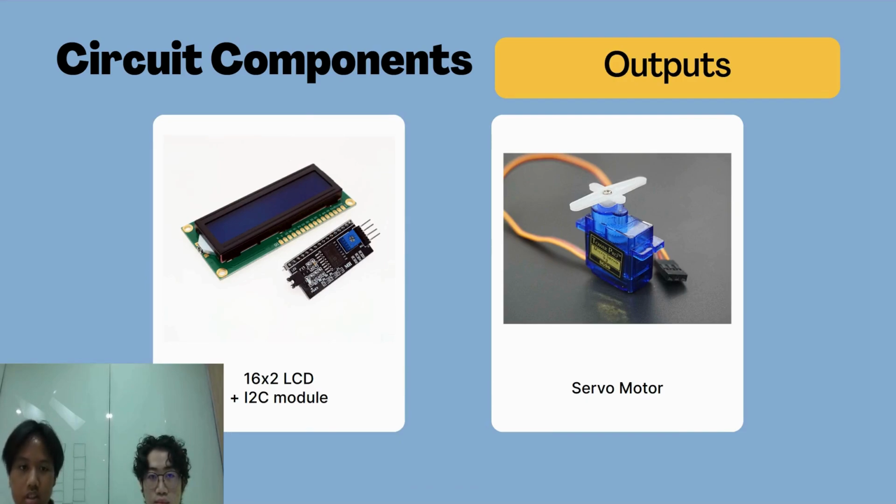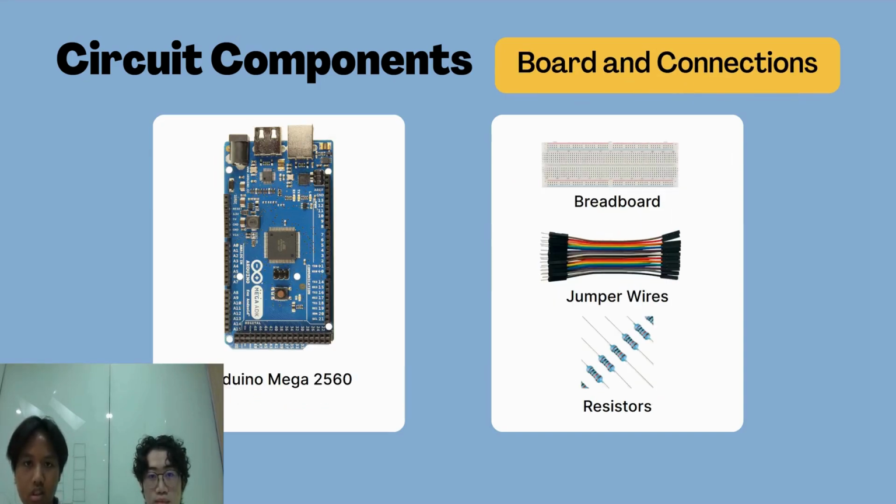For the output, the LCD is to show you the status of the door, right? Enter the password or reset the password, or whether the door is open or not. The servo is for unlocking and locking the door. And the board we use is the Arduino Mega, and for the connections we use a breadboard, jumper wires and resistors.